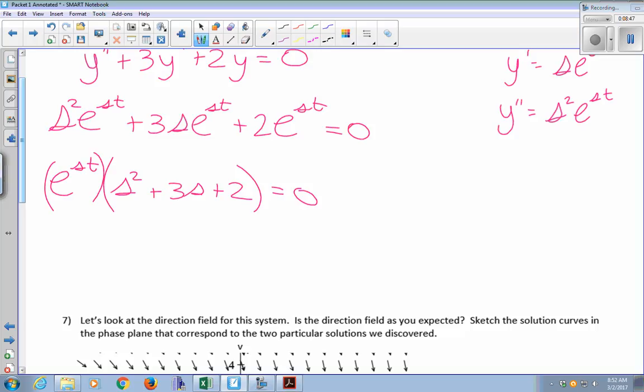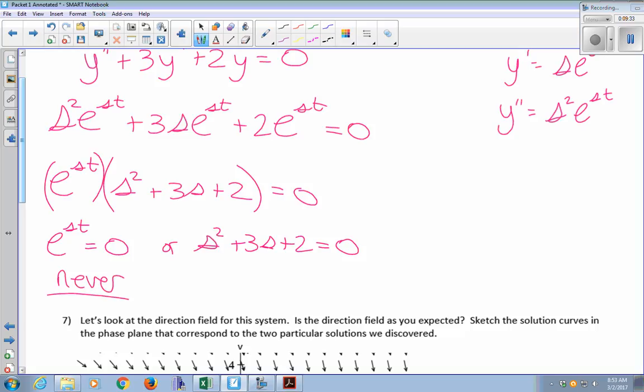All right, so now I have two things being multiplied together. The answer is 0. What has to be true? One or the other, right? To get a product of 0, one factor or the other or both has to be 0. E to the st has to be 0, or s squared plus 3s plus 2 equals 0. All right, e to the st. Is there any s value that would make that 0? No. Exponentials, like picture a graph of e to the t. It has an asymptote at 0. It has no zeros, right? So this is never.